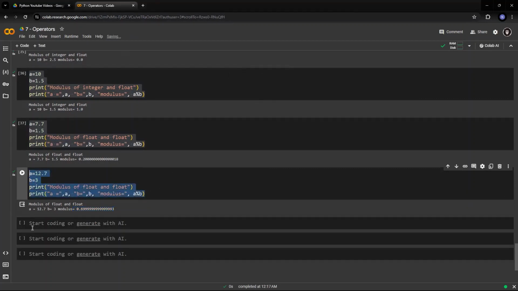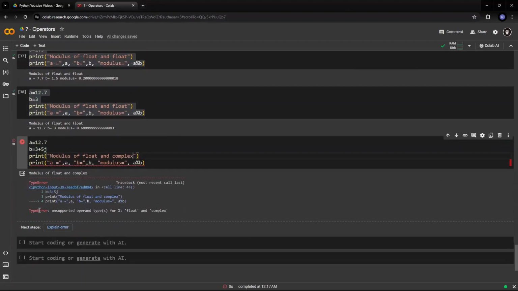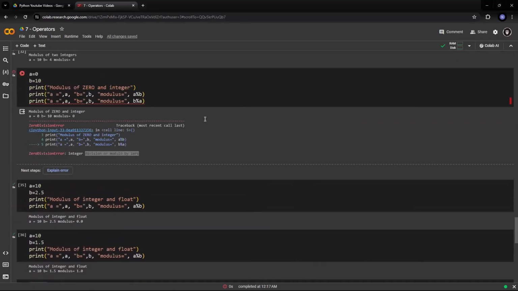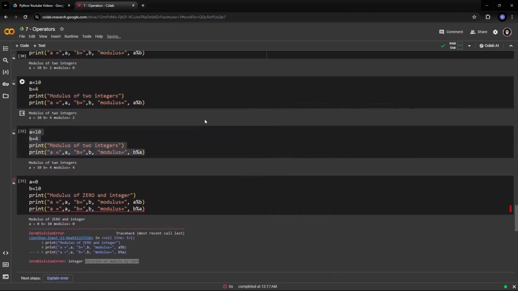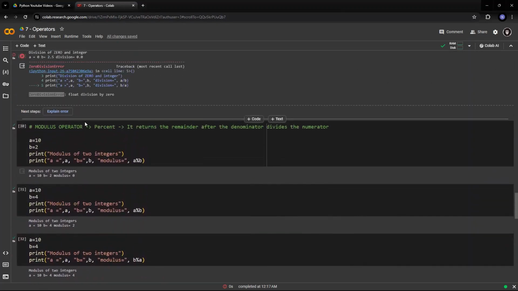So let me see if I try to put a complex number, 3 plus 5j. So this is a complex number. I'll add float and complex. It should give you an error. Yeah, this is a type error. You cannot use a complex number in modulus. So this is how modulus works. We have seen a lot of examples, and also how the errors occur.